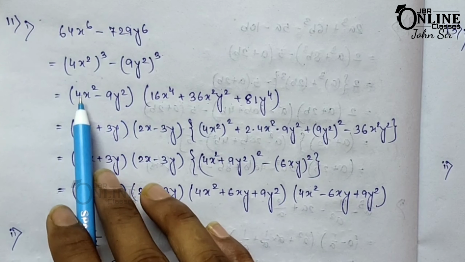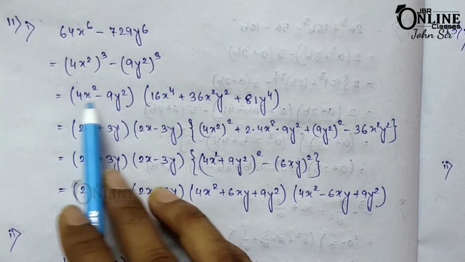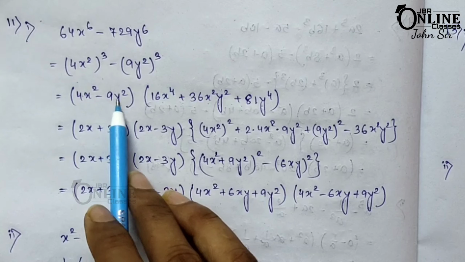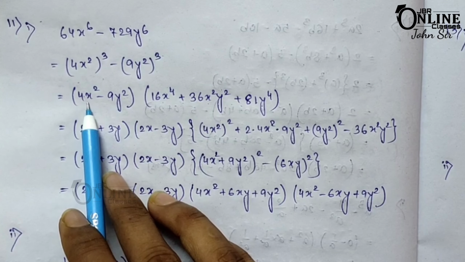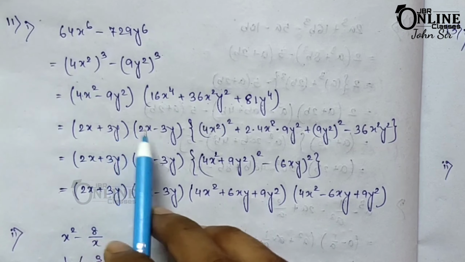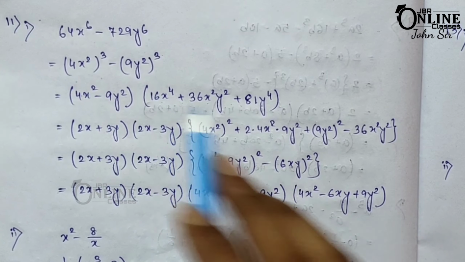Okay. Now from the first one, as here 4x square and 9y square. Now 4x square means 2x whole square, and 9y square means 3y whole square. So that means here you can easily apply the formula a square minus b square. That means a plus b, a minus b. Okay, first portion done. Now next one.